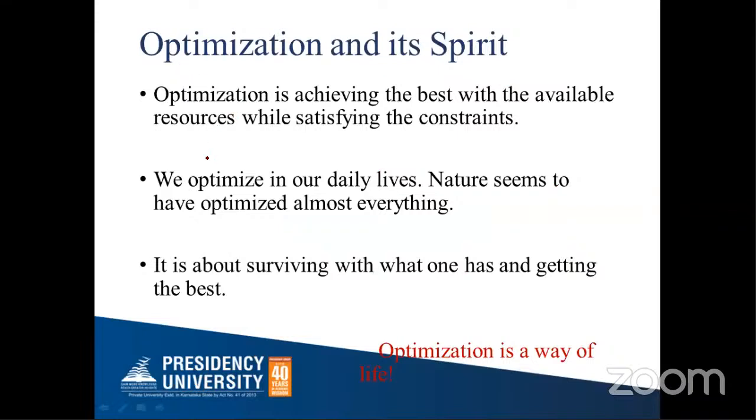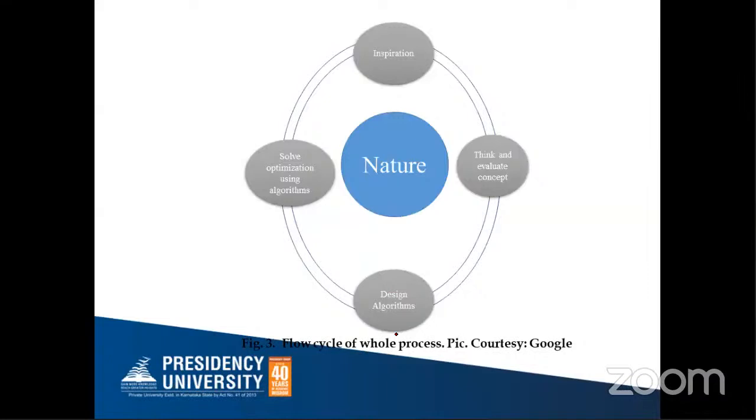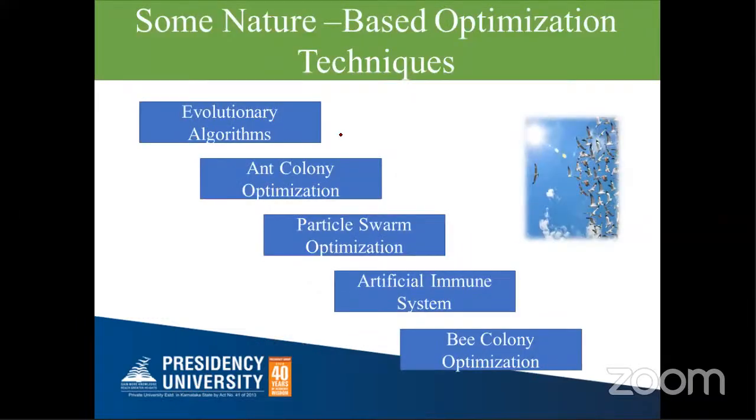All right. Optimization. This is the word which I told. We optimize in our daily lives, and the nature itself has optimized almost everything. So the main point is optimization is a way of life. So this is a flow cycle of the whole process. We will get inspired from the nature. We will think and evaluate the concept. We will solve some optimization problems. We will design some algorithms because of the nature. So the nature is the best inspirer. So many solutions we will get if you really look into the nature and if you have an open mind to understand it. So let me go further in our discussion here.